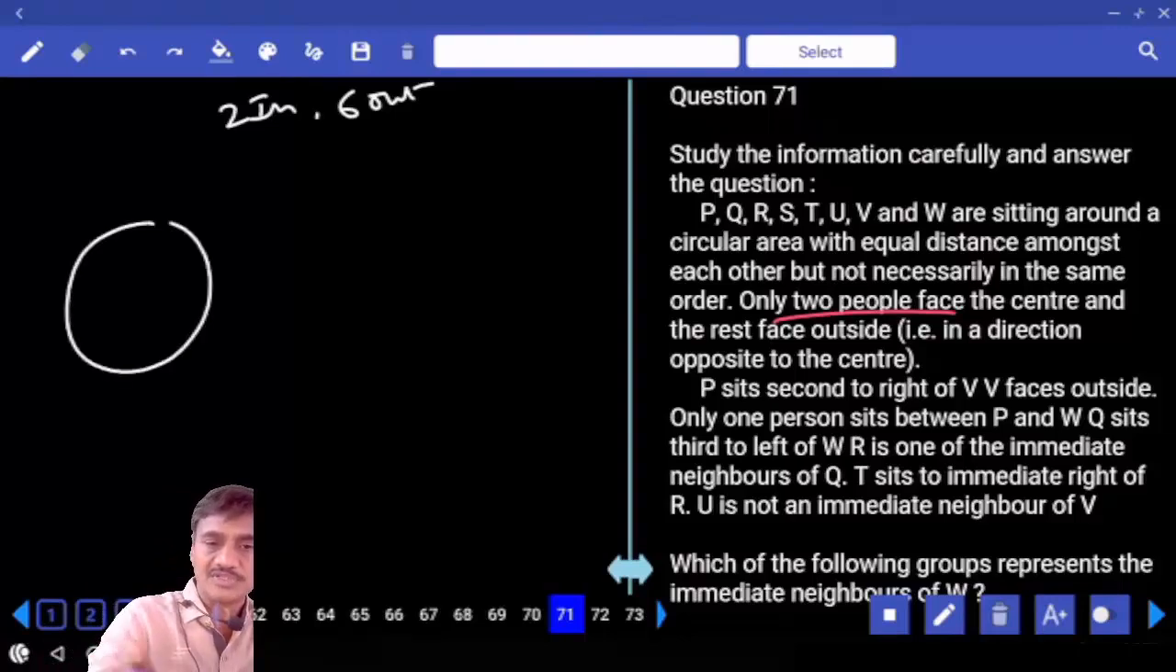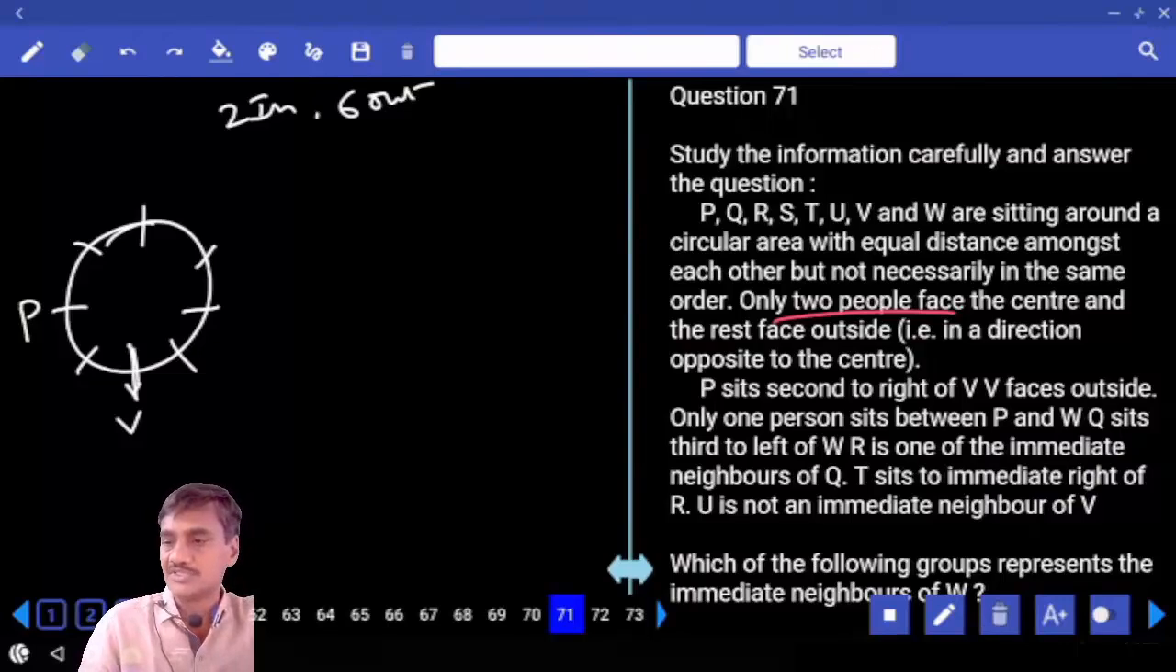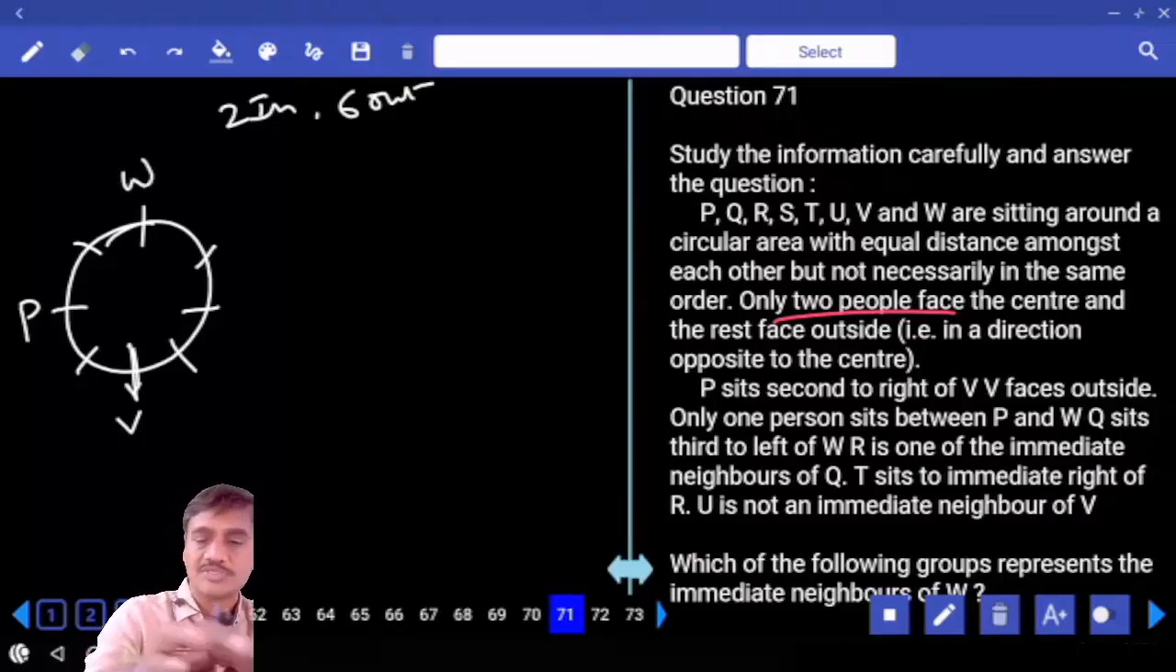Then coming to condition number 1. 8 persons were there: 1, 2, 3, 4, 5, 6, 7, 8. Now V faces away from the center. Then P sits second to the right of V. P is at this place, and V is away from the center. Only one person between P and W. Hence W must be here.